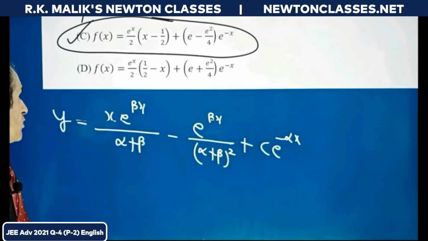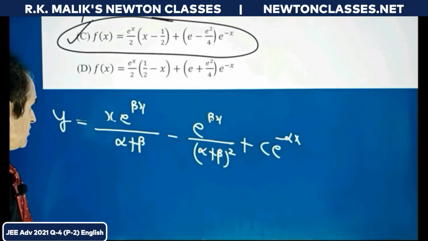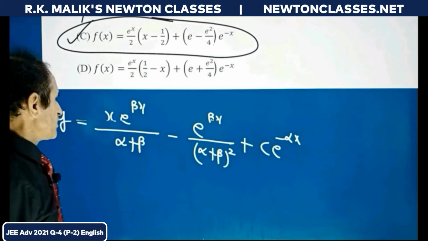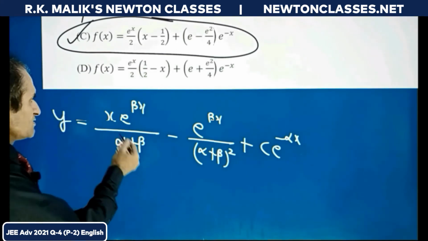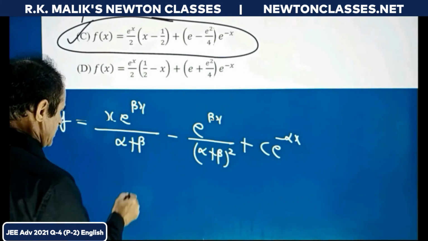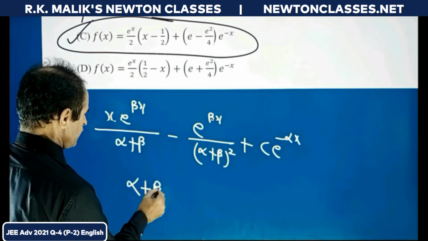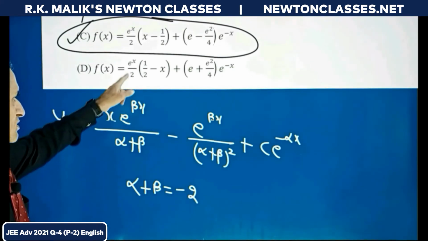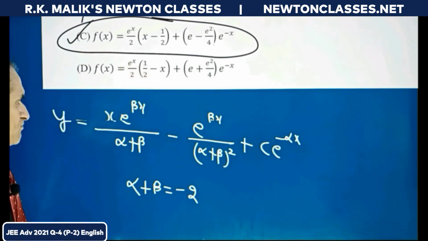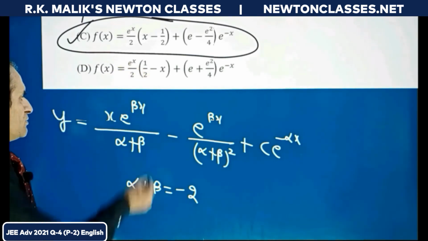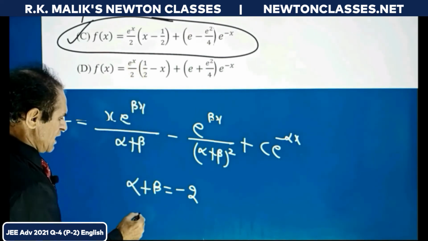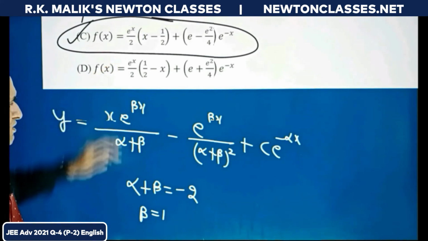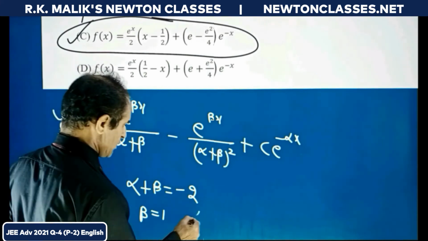And now let us check choice D. In choice D, minus x by 2 e to power x is present, and this can reduce to this if I take the value of alpha plus beta equal to minus 2, because it is minus x e to power x by 2. And comparing this and this, I will have to take beta equal to 1. Then only this can convert to this, and beta equal to 1 means alpha will have to be taken as minus 3.